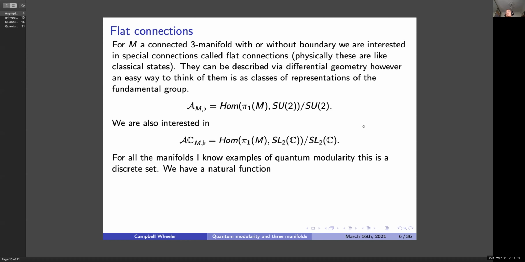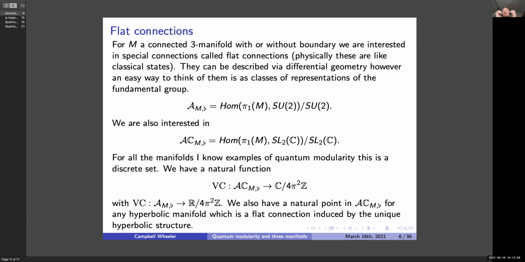For manifolds with boundary, when you specify a boundary condition, often you get a finite set, but if you let the boundary conditions vary, then you have a curve, which is the A-polynomial, which you might have heard of. On this set of flat connections, we have a nice extension of the complexified volume. This gives us a map from these flat connections to C modulo 4 pi squared Z. And when we talk about SU2 connections, this always lands in R modulo 4 pi squared Z.